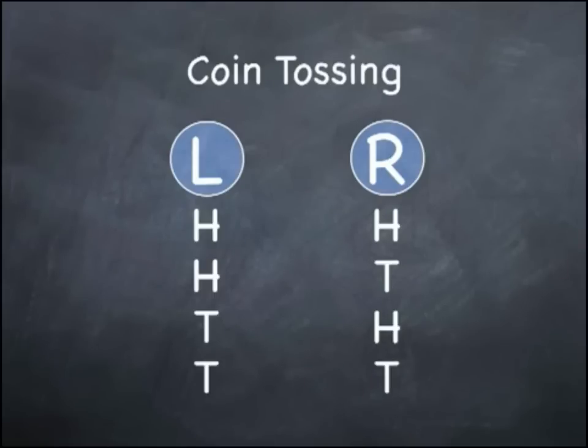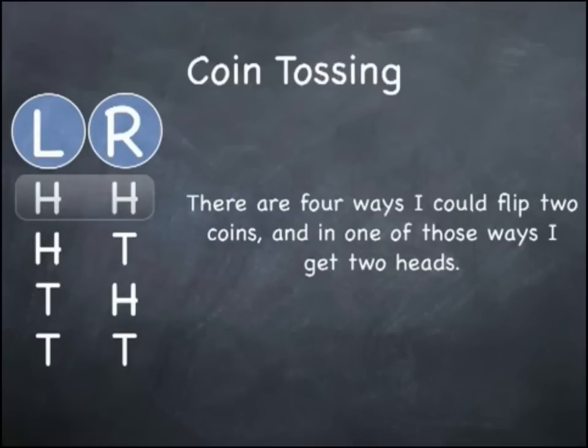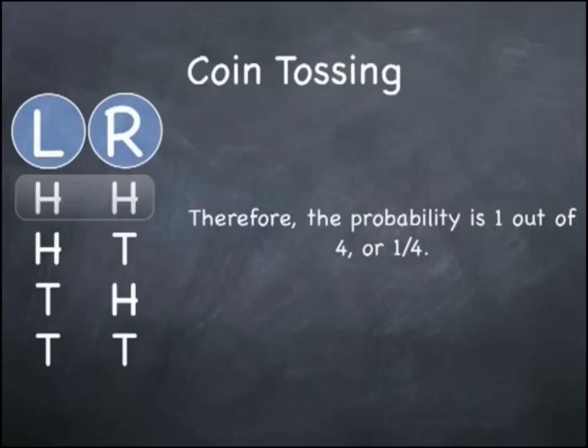Here is the question. What is the probability that I get two heads? If you've done probability before, this is going to be really easy. There are four ways I could flip two coins, and in one of those ways I get two heads. Therefore, the probability is 1 out of 4, or 1/4.